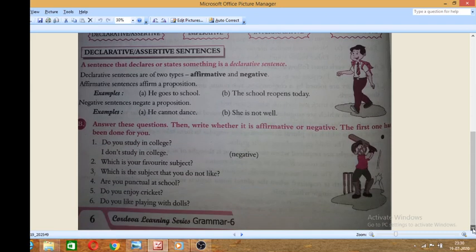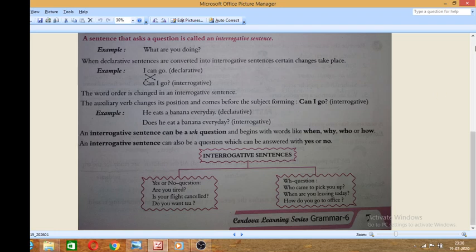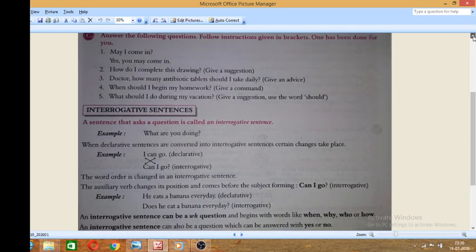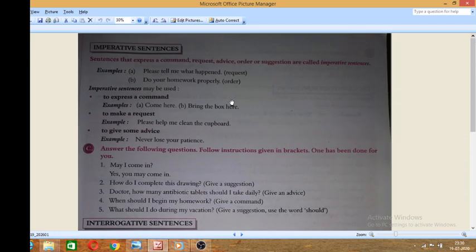Next is imperative. Some examples have been given here. Now, what is an imperative sentence? You will learn about this. Sentences that express a command, request, advice, order, or suggestion are called imperative sentences. Examples: Come here, bring the textbook here, please help me, clean the cupboard. These are all imperative. Here are the exercises.